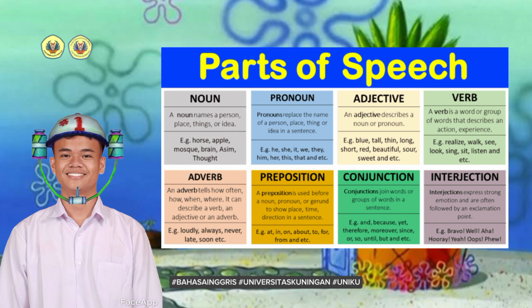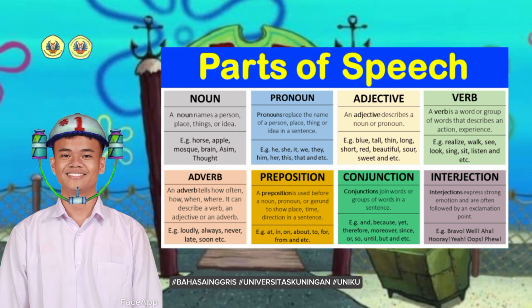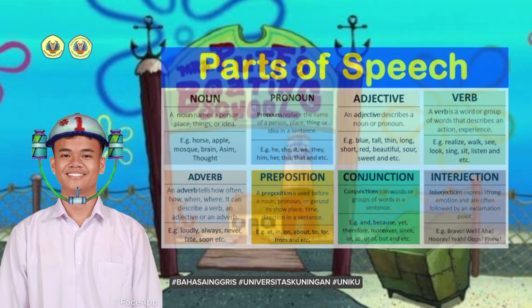Number 6, preposition. A preposition is a word that typically shows the relationship between other words in a sentence. Number 7, conjunction. A conjunction is a part of speech in grammar that is used to connect words, phrases, or clauses together in a sentence. Number 8, interjection. An interjection is a part of speech used in language to express strong emotions, sudden reactions, or exclamatory statements.